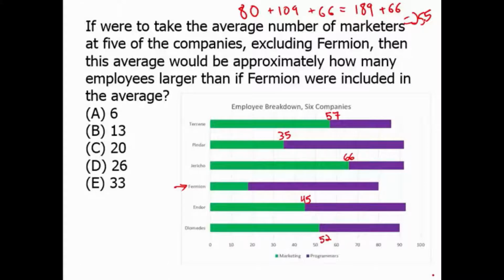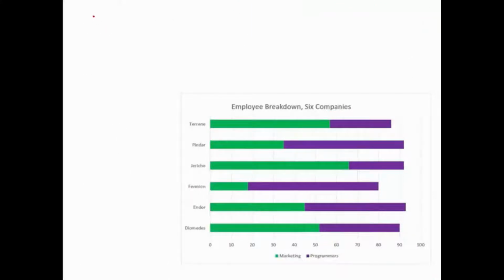So let's get a little more room here. We have 255, and we are dividing this by 5. Okay, so what is 255 divided by 5? Well, we know that 250 divided by 5 is 50, and so 5 more, that equals 51. So that's the average. Now what happens if we include Fermion? So this is the average without Fermion.